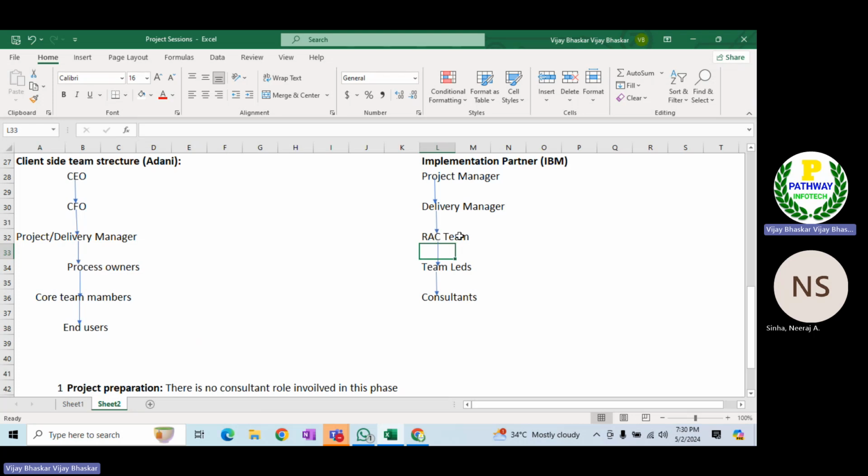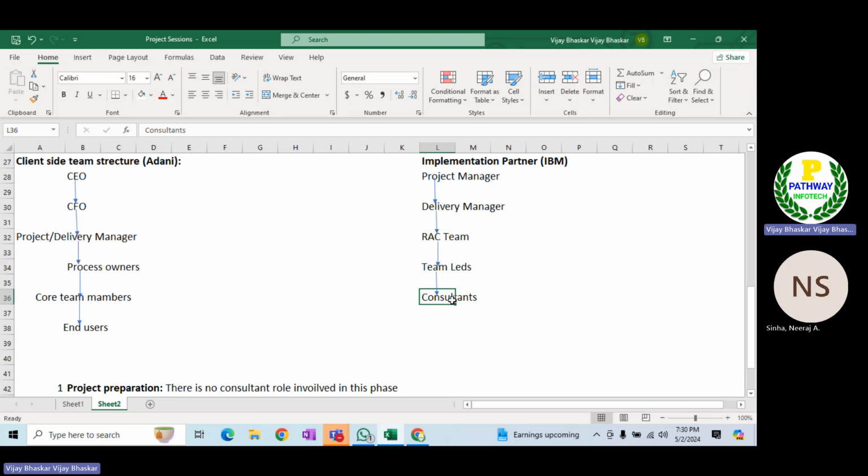Until then, they will be asleep; they will not even stay at the client place. Now coming to the team leads, they are the responsible persons for each and every module. FI and CO will have a separate team lead, material management will have a separate team lead, and sales and distribution will have a separate team lead. So different team leads will be there for each and every module.